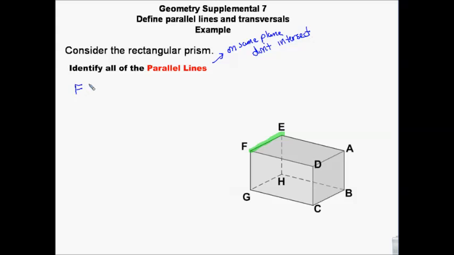So FE is parallel to, okay, well, on this top plane, the only line that doesn't intersect it is DA. And on this back piece, the only line that doesn't intersect is GH. So parallel to DA and GH. And that's because they're all on the same side. So with skew, you're looking for the ones that are not touching the same side, and for parallel, you're looking for the ones that are touching the same side.